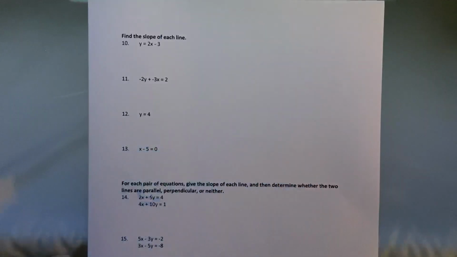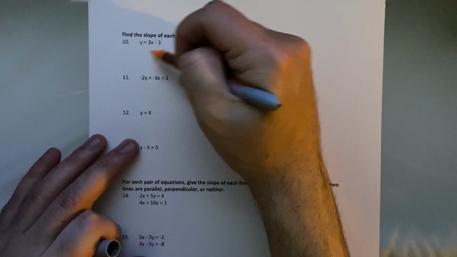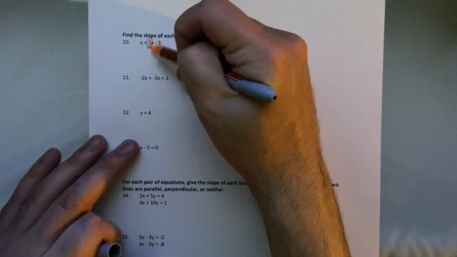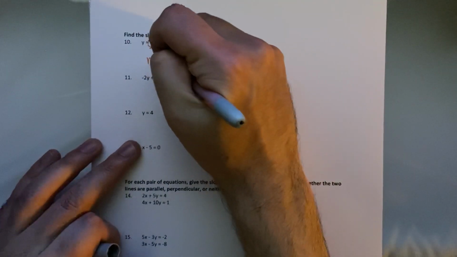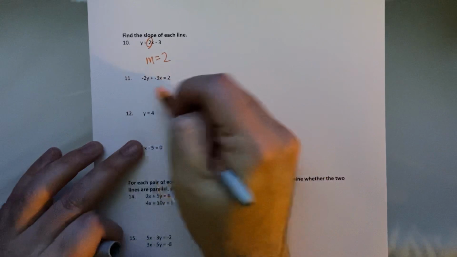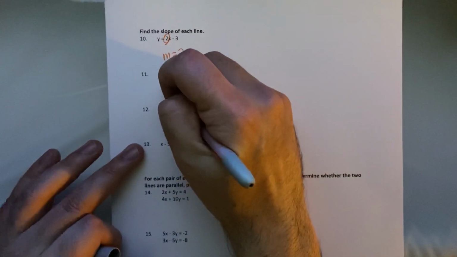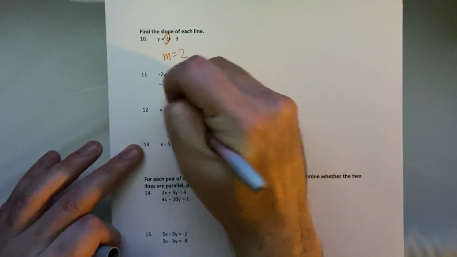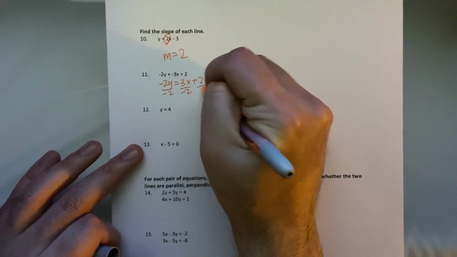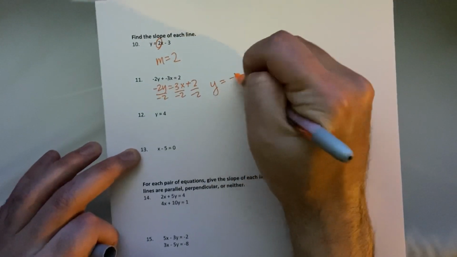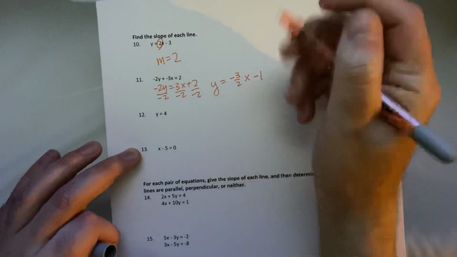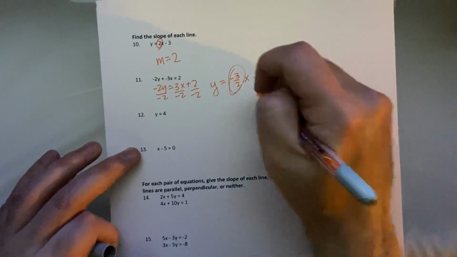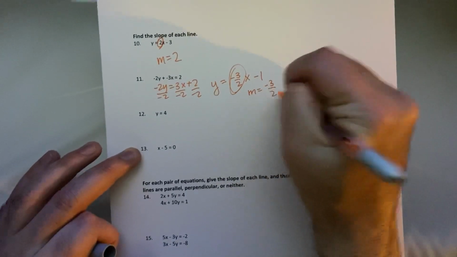So let's continue. How about finding the slope from an equation? To find the slope from an equation, if it's already in y equals form, the slope is just the number in front of x. So here m is 2. But if y is not by itself, get y by itself. So negative 2y, move the 3x over, equals 3x plus 2. Divide by negative 2 to all terms. You get y equals negative 3/2 x minus 1. Again, now that y is by itself, the slope is negative 3/2.